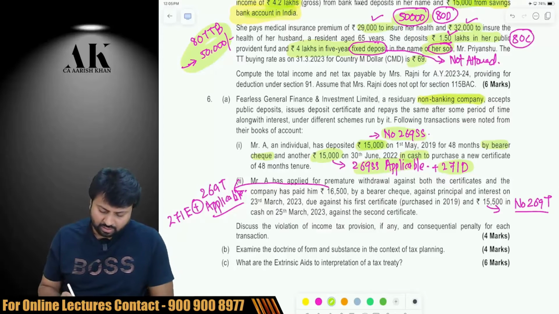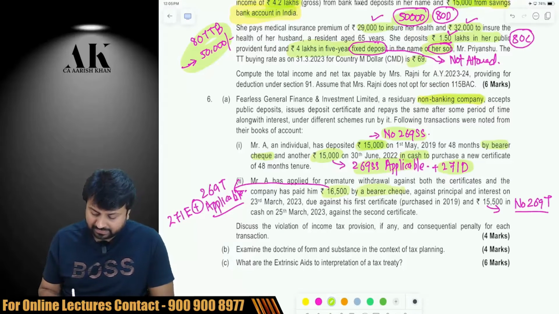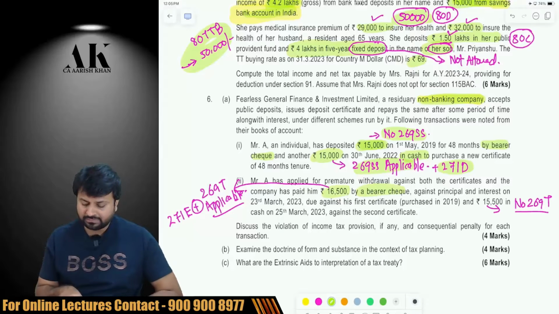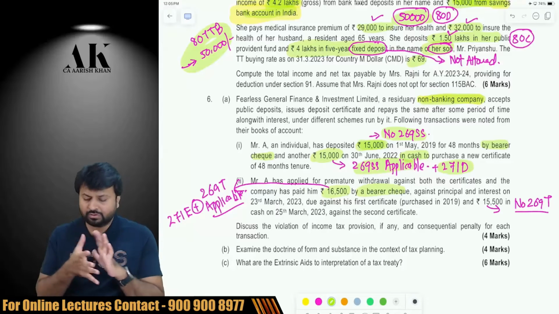Now, there is a total of around 31,000 of certificates issued by the company, out of which the company is repaying 16,500 by bearer cheque. Okay. 16,500 and 15,500 is the total amount of certificates.